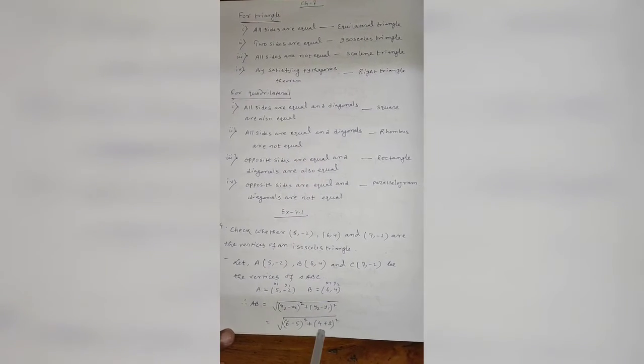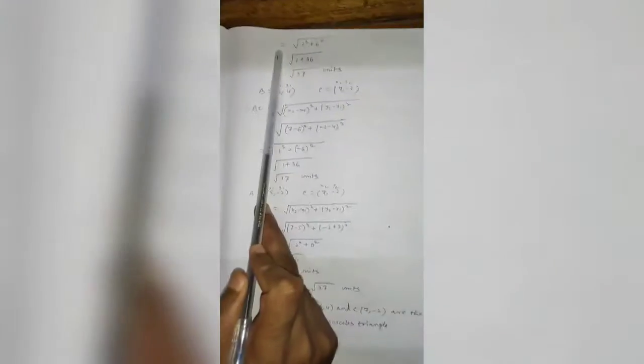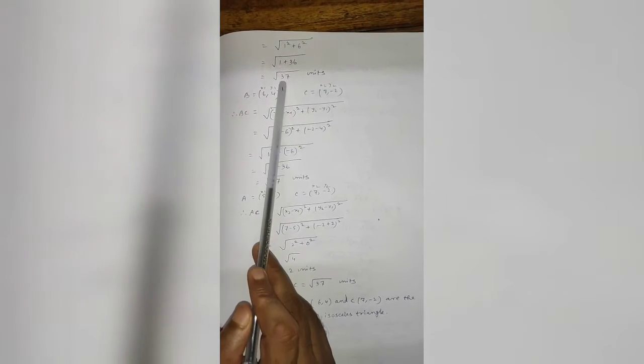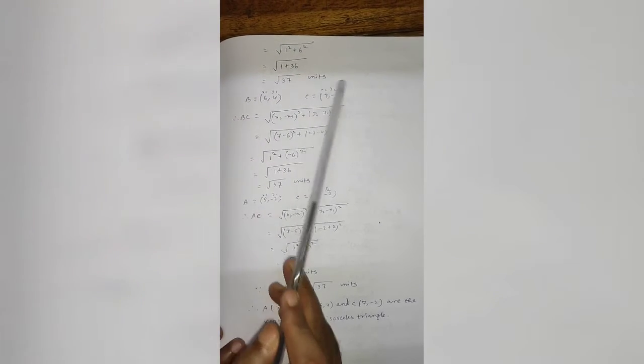So x2 minus x1, that is (6 minus 5) whole square, plus (4 minus minus 2) whole square. This subtraction is coming 1, this is coming 6. So square root of 1 square plus 6 square, that is root of 1 plus 36, root 37. So AB is square root of 37 units.